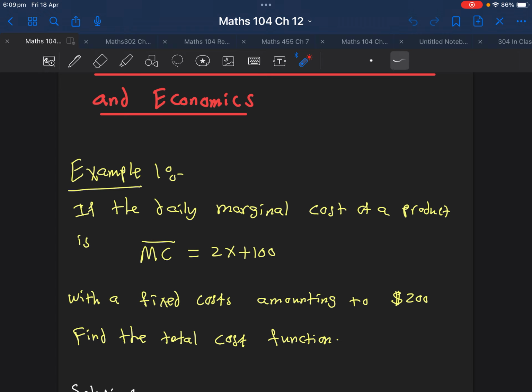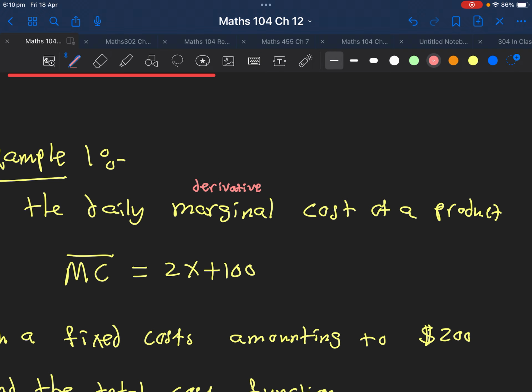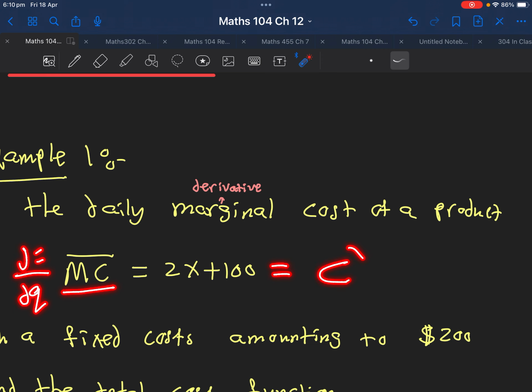Example number 1, we are talking about the daily marginal cost. Now remember, whenever we see the word marginal, this means I'm trying to find the derivative. Now derivative of what? It is the derivative of the cost. So the derivative of cost is given to me by this equation. MC means derivative of C, which is the same as C bar.